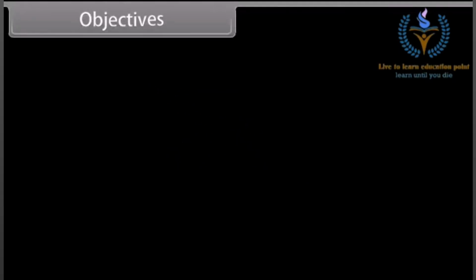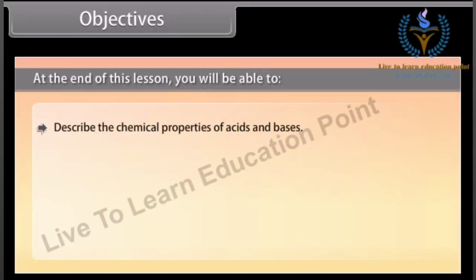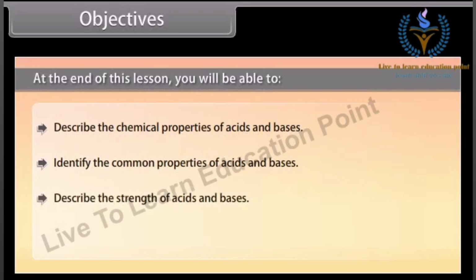Objectives. At the end of this lesson, you will be able to describe the chemical properties of acids and bases, identify the common properties of acids and bases, describe the strength of acids and bases, explain salts.